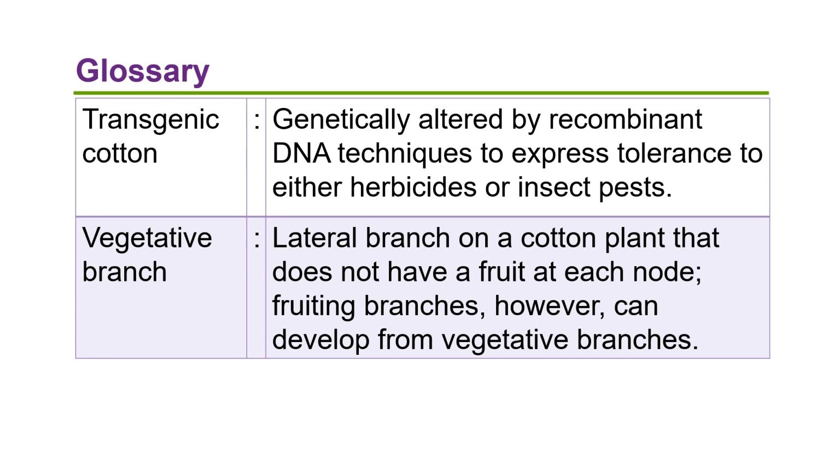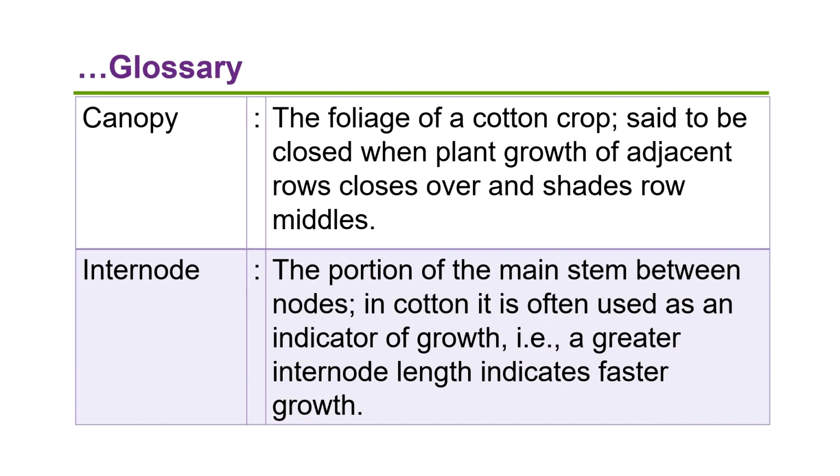Transgenic cotton: genetically altered by recombinant DNA technique to express tolerance to either herbicide or insect pests. Then comes vegetative branch, a lateral branch on a cotton plant that does not have a fruit at each node. Fruiting branches, however, can develop into vegetative branches. Now canopy, the foliage of a cotton crop, said to be closed when plant growth of adjacent rows closes over and shades row middles. Internode, the portion of the main stem between nodes.